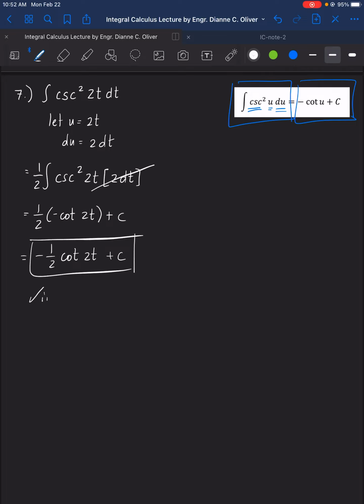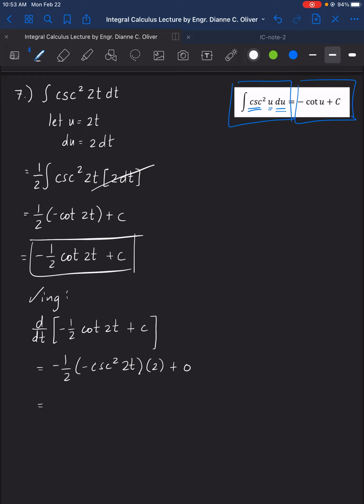Checking. By differentiation, we have the derivative of negative 1/2 cotangent 2t plus c. So that is equal to negative 1/2. The derivative of cotangent 2t is negative cosecant squared 2t. Then the derivative of 2t is 2. Then the derivative of c is 0.